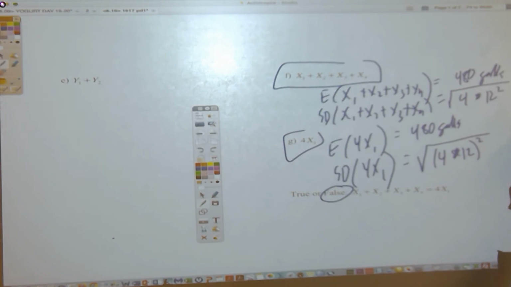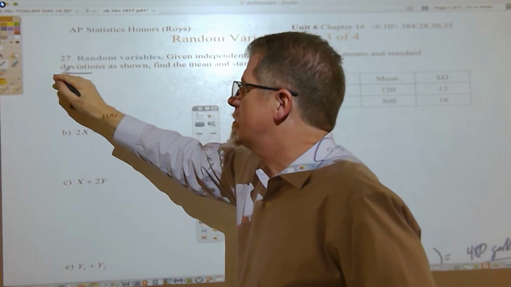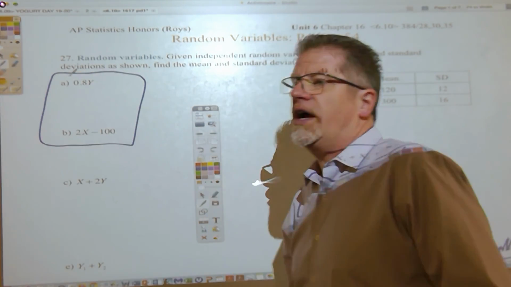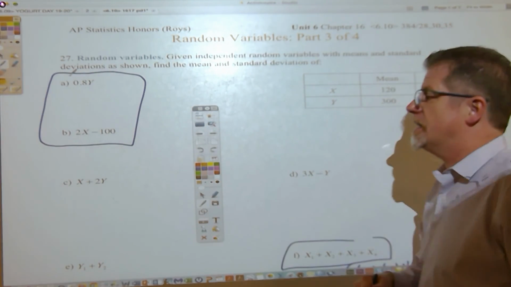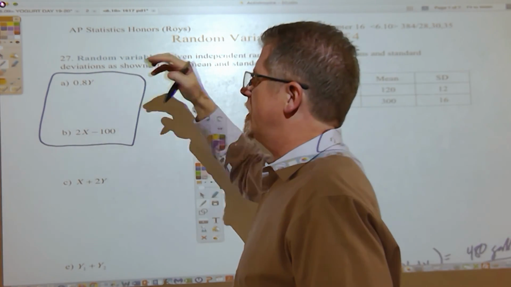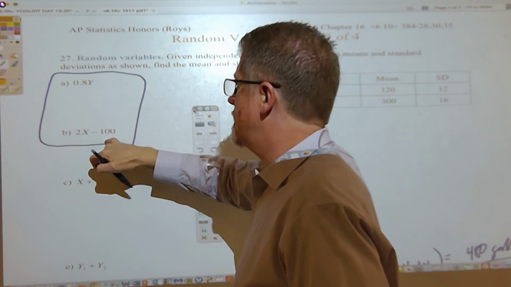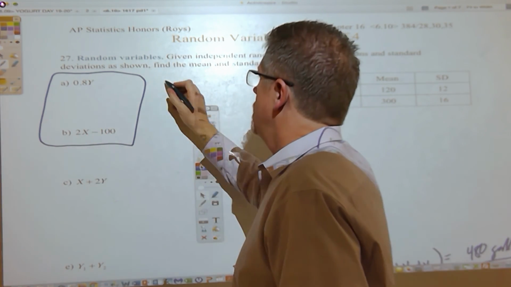Now, let's swing back. I'd like you to try letters A and B before you go today. Find both the expected value and the standard deviation of a situation where you yogurtize by a factor of 8. Here we yogurtize by a factor of 2, then subtract off exactly 100 gallons.